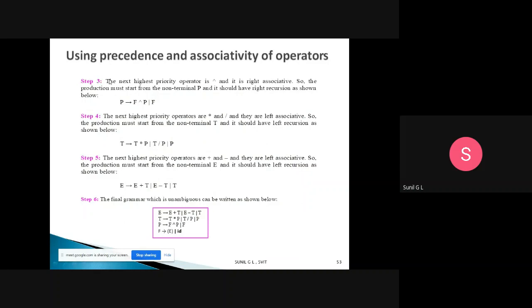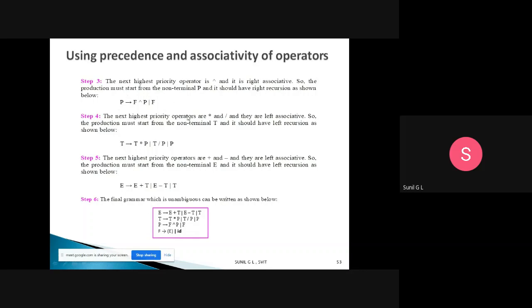Next we go for the next highest priority. For that you need to derive the production. The square symbol has the highest precedence and it is right associative. When it is right associative, right recursion should be there in that production. So I will represent P tends to F square P, where F is the basic unit we took previously. Why are we putting P here? Because of the right associativity. So P tends to F square P or F. Now we have created the production for the square symbol.